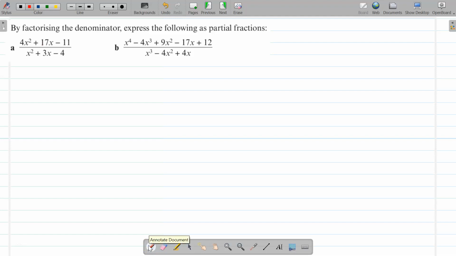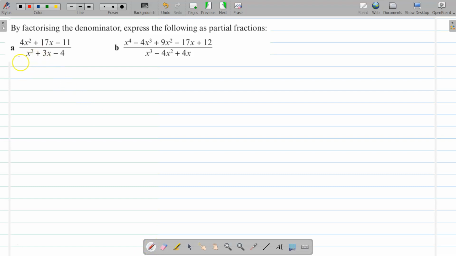Welcome to the Year 2 book. This is exercise 1G, question 7 on partial fractions. Now it's asking us about finding these in partial fractions, but it's mentioning factorising the denominator rather than doing any algebraic division. So we're going to do it without doing any algebraic division at all.